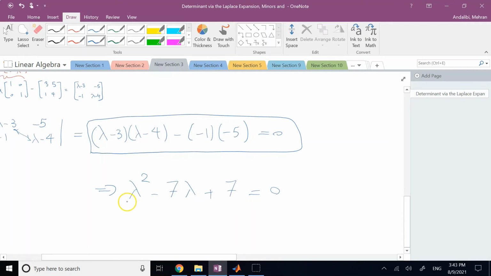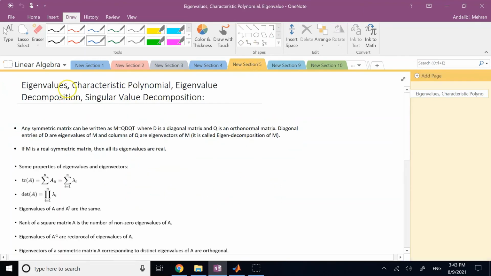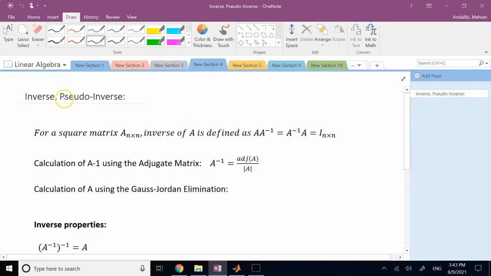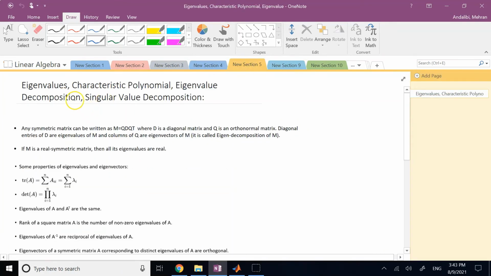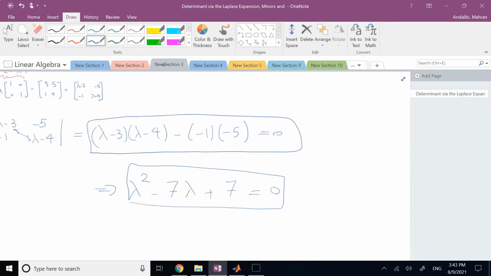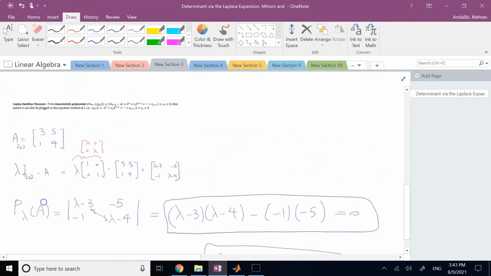So this is the characteristic polynomial of this matrix. It has two roots. The roots of it we call the eigenvalues of the matrix. Again, what are they? We are going to talk about it in a couple of videos from now. Next lecture, we're going to talk about inverse and pseudo-inverse. The one after that, we talk about eigenvalues and singular values. But right now, just take it from me that this is how we form this characteristic polynomial.